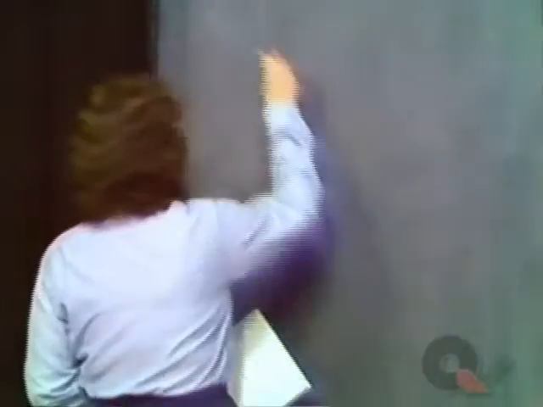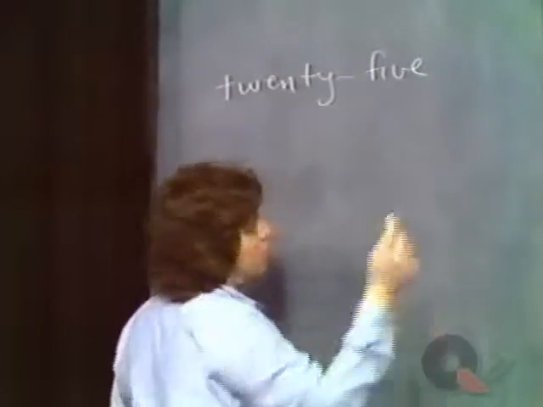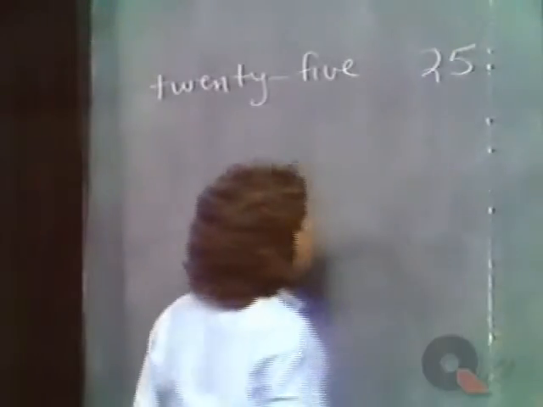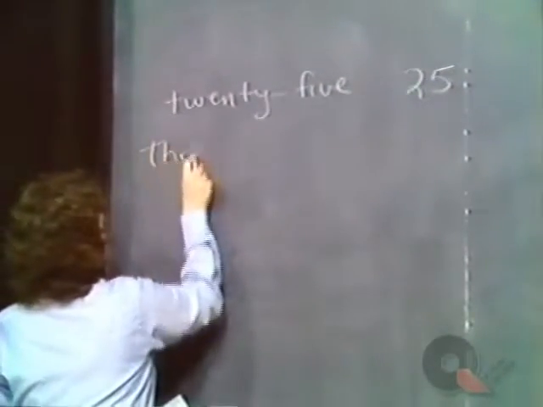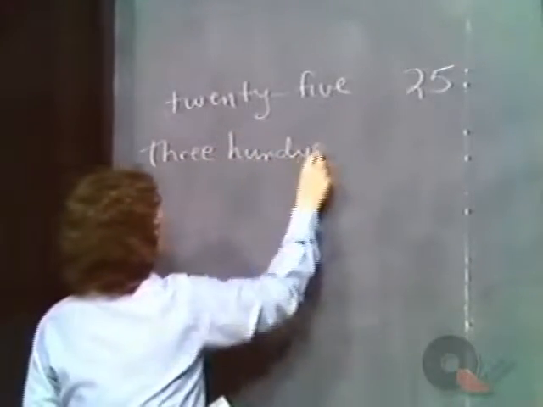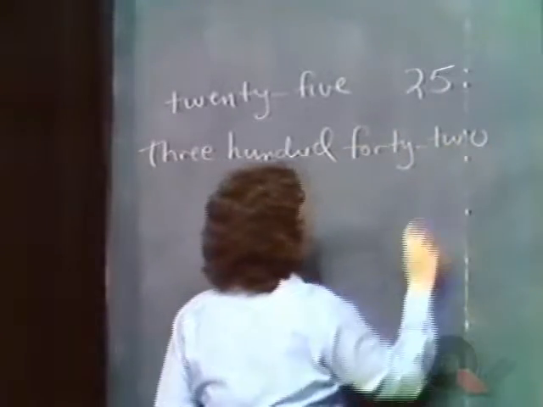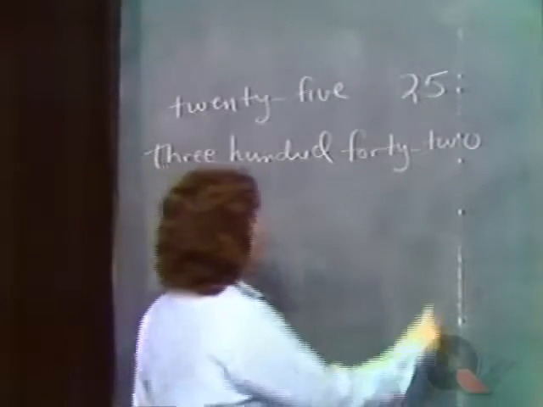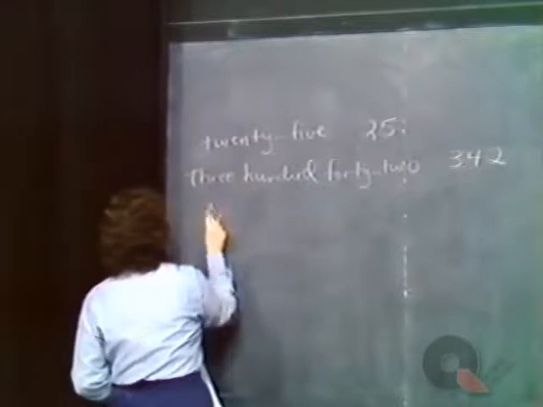You're given a number written in words, and you're asked to write it in numerals. In other words, using the digits from 0, 1, up to 9. For example, very simply, if I write 25 in words, most of you, of course, can write this using digits in numerals, 25. If I write 342, and I ask you to now write it in numerals, you would write 342.